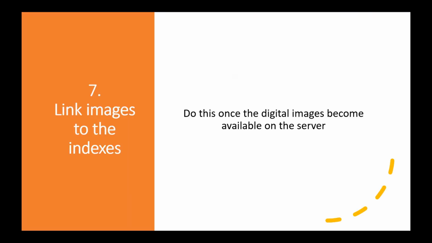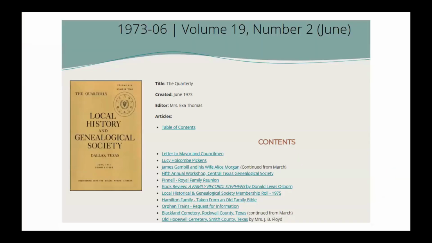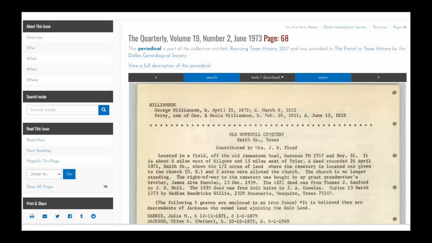Now, once you have the images available on the server, then you can go back to those web pages you've created and the indices that you've created for a third time and hit the final phase here of this. And that is, you can actually make the contents become clickable links. So for example, if somebody comes here and clicks on the Old Hopewell Cemetery link, it will take you over to the Portal to Texas History, to the appropriate newsletter and to the appropriate page. And you can now step up and down and read that page and use the navigation tools to step forward and backward and go through that publication sequentially.